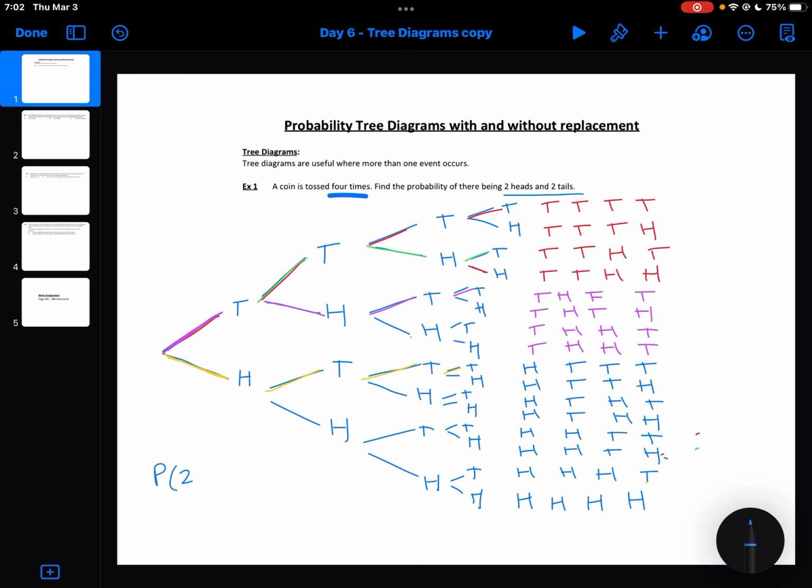So I'm just going to put it down here. So I could write it like this: 2 heads and 2 tails. Doesn't really matter what order it is. I do need to know how many possibilities I have. So I'm going to count them all. 1, 2, 3, 4, 5, 6, 7, 8, 9, 10, 11, 12, 13, 14, 15, 16. Okay. So I know that when a coin has been tossed 4 times, there are 16 possible outcomes.